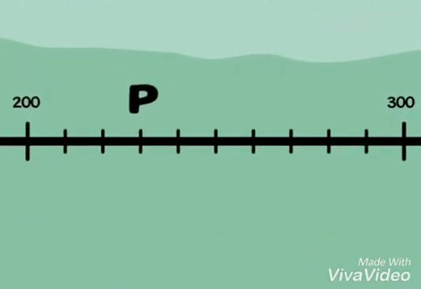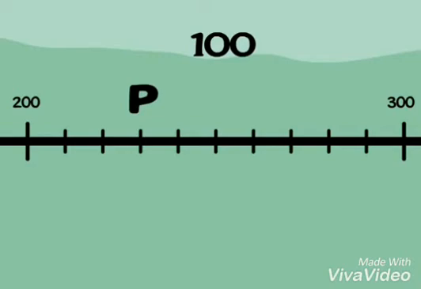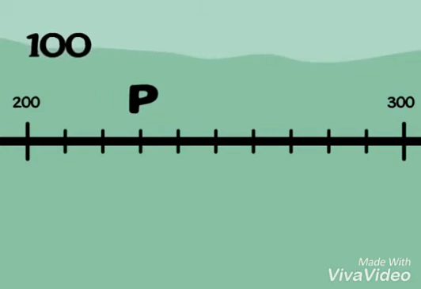Step 1. Let's find the benchmarks and the interval. I see 200 and 300, so the benchmark interval is 100. Step 2. Now let's count the number of equal segments between the benchmarks. 1, 2, 3, 4, 5, 6, 7, 8, 9, 10. I count 10. 100 divided by 10 is 10, so each segment is 10.